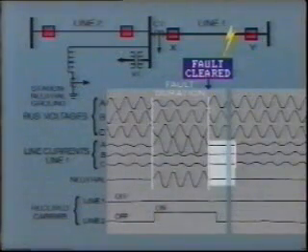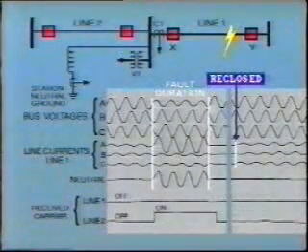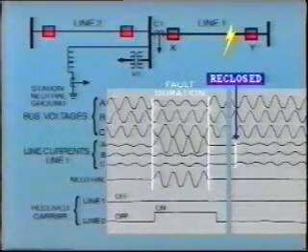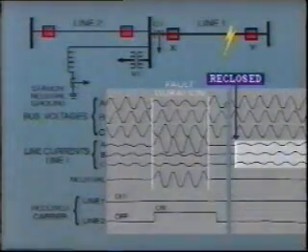This tells us that the line has tripped out of service at both ends. Number 3, the line reclosed successfully after 20 cycles of dead time. This is obvious from the resumption of load current.